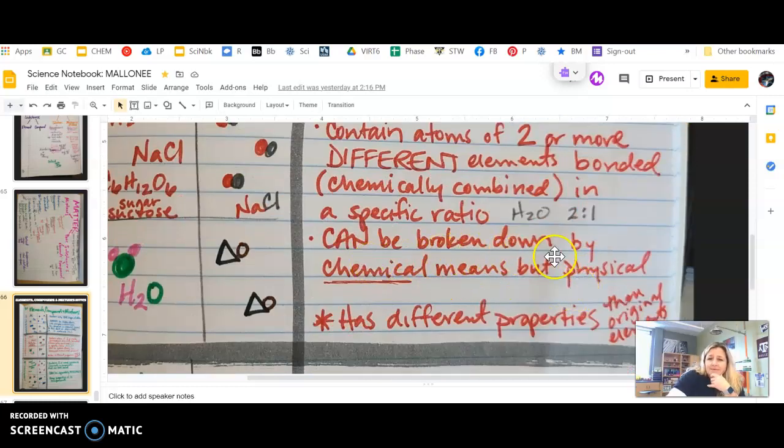And you can break these down, but only chemically. So it could be with a chemical reaction, it could be burning, it could be any number of things. That is a chemical change. And just like with the sodium and the chlorine that make salt, they have different properties than their original stuff.